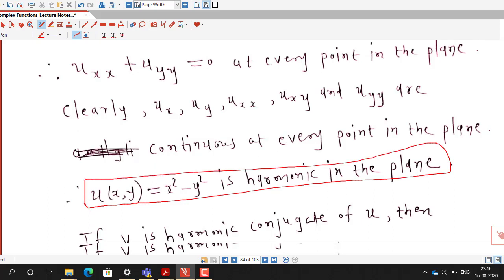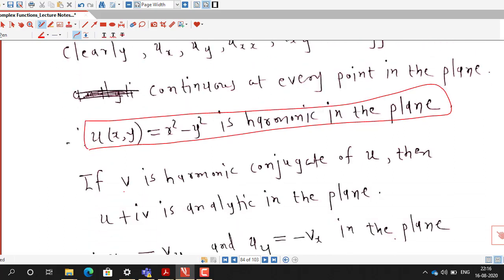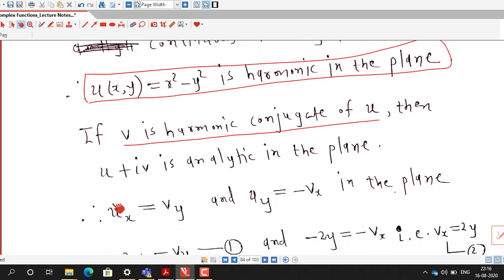Now we find the harmonic conjugate of u. Suppose v is the harmonic conjugate of u in the plane, then by the definition u plus iv is analytic in the plane. Now if u plus iv is analytic in the plane, it is differentiable in the plane. Therefore u and v will satisfy the Cauchy-Riemann equations at every point in the plane. So we obtain del u by del x equal to del v by del y, and del u by del y equal to minus del v by del x at every point in the plane.